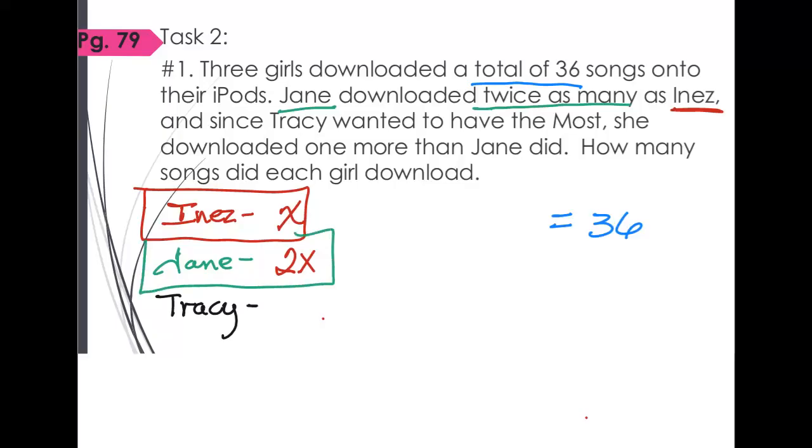And finally, Tracy. Tracy, I think, should have been a Stacy, you know. She wants to have the most. She downloads 1 more than Jane did. How many did Jane download? Not 3X. No, not 3. Jane downloaded 2X. So, Jaden, how many is Tracy going to download? If she wants 1 more than Jane.